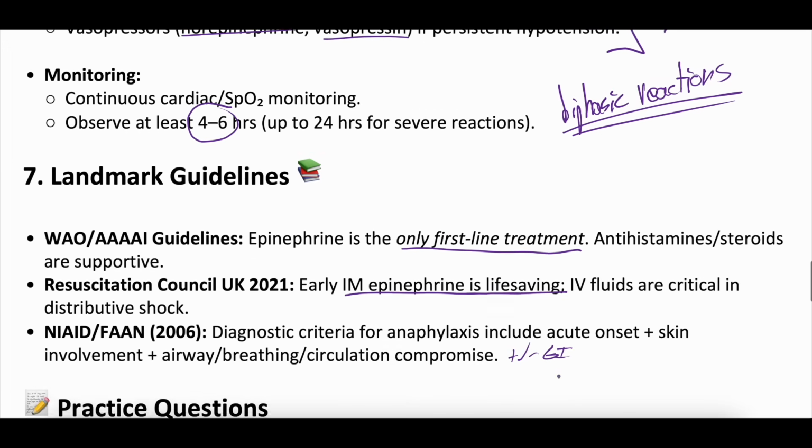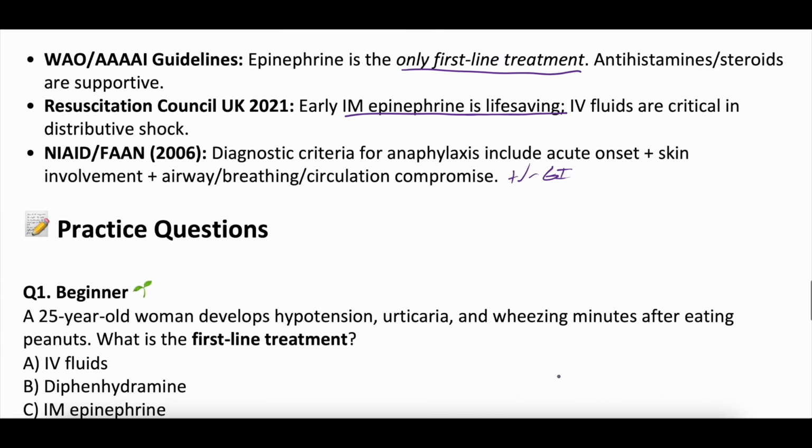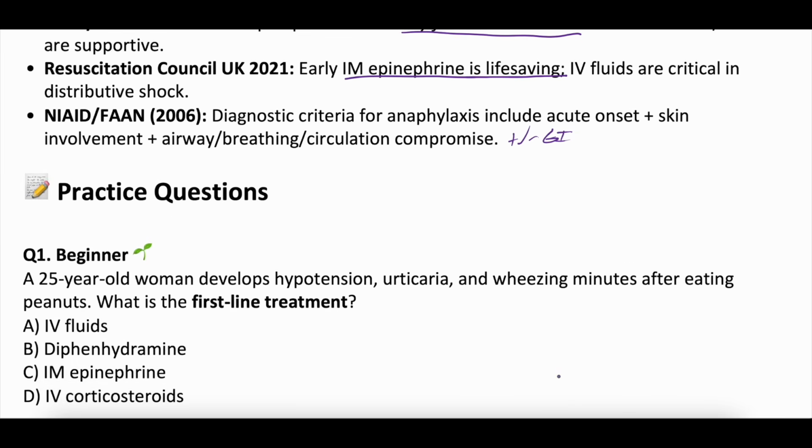Okay. We're getting towards the end. Practice question time. Those of you who have not been part of our practice questions before, we usually have 3 questions, a beginner, intermediate, and advanced. We'll read the question stem, read the answer options, and then we'll go right into the answer.